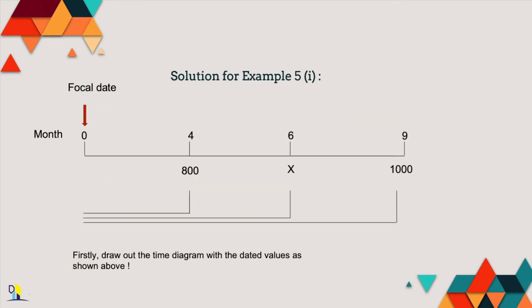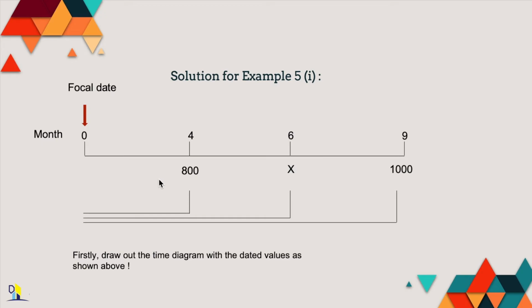So first, draw a time diagram. We have already drawn the time diagram here. Select the focal date. We have already selected the focal date, which is now, hence month 0. And put all the dated values to the focal date using the stated interest rate.